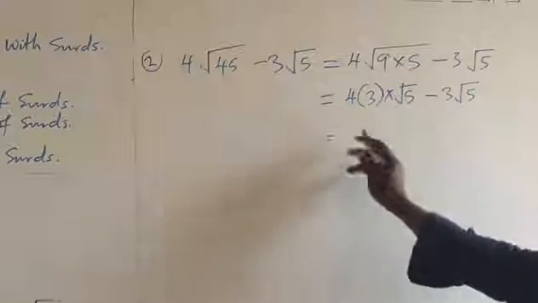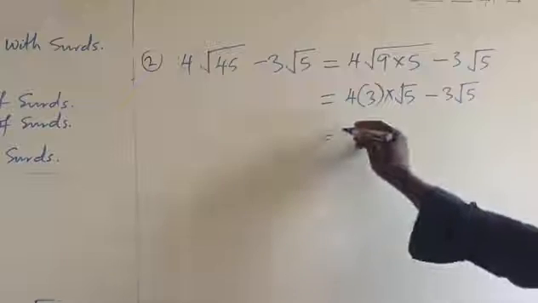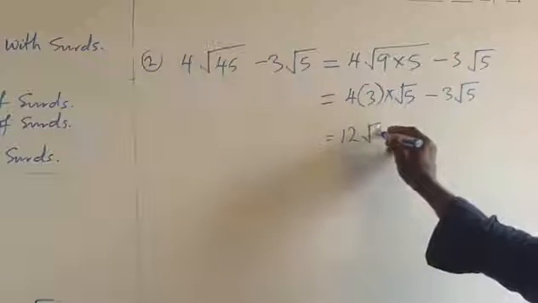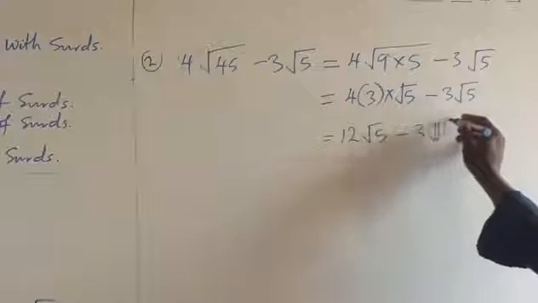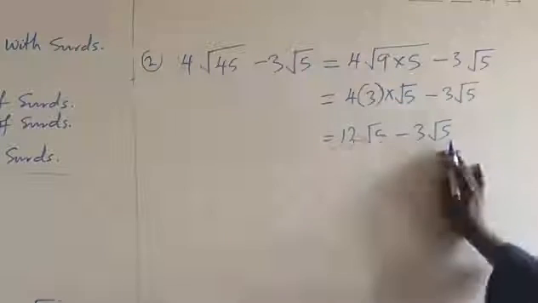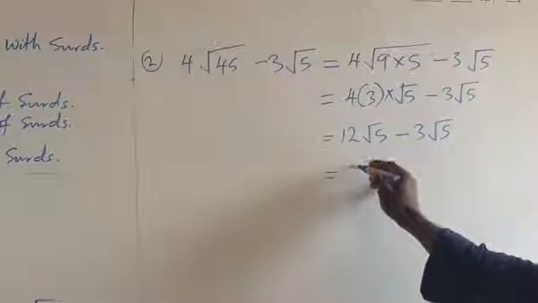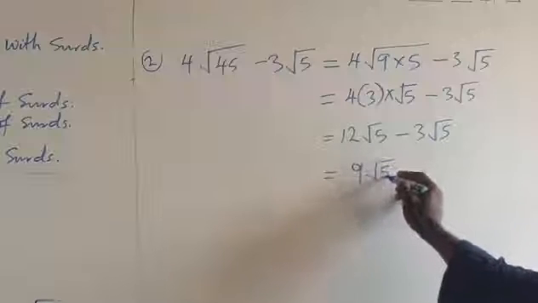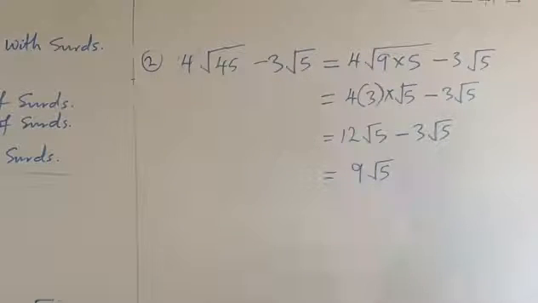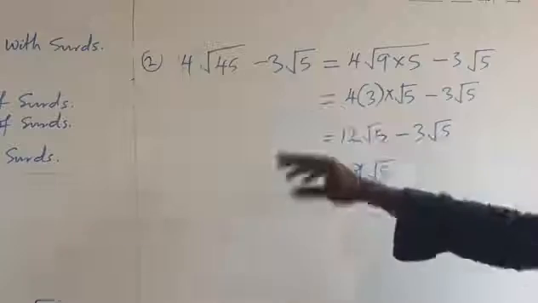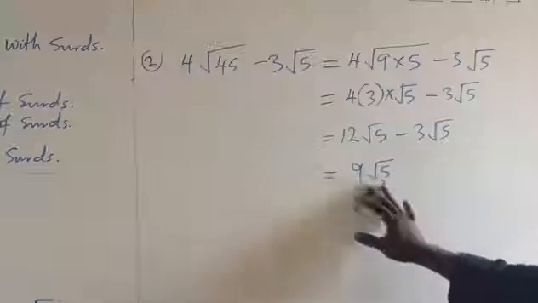Which is equal to 4 multiplied by 3, which is 12. So we have 12 root 5 minus 3 root 5. So 12 root 5 minus 3 root 5 is given as 9 root 5. So 4 root 45 minus 3 root 5 is the same thing as 9 root 5.